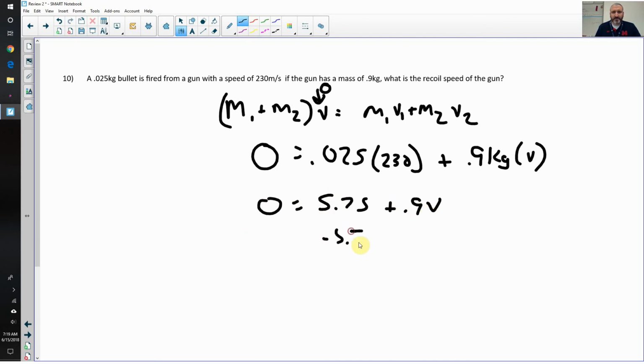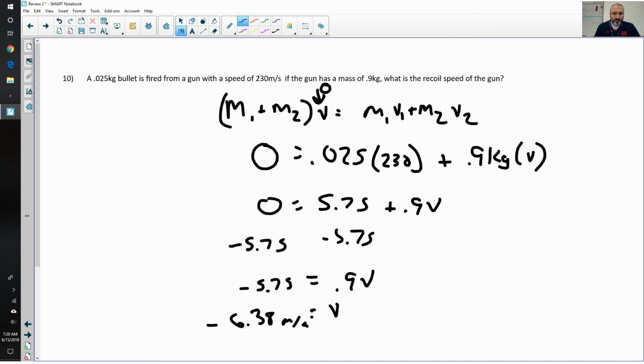Subtract 5.75 from both sides. We're going to end up with negative 5.75 equals 0.9v. Divide by 0.9. We should end up with v equaling negative 6.38 meters per second. And that shows the negative being recoil. It means the gun is going backwards.